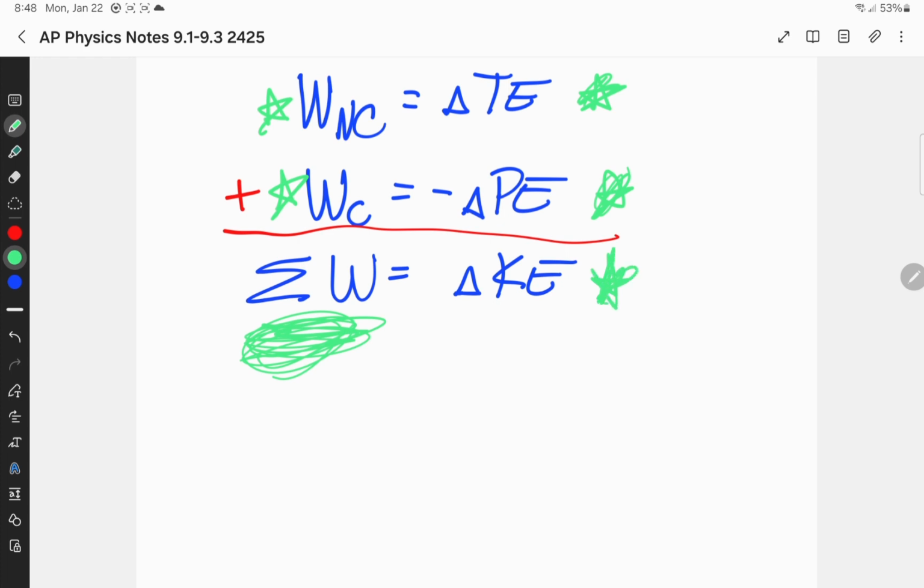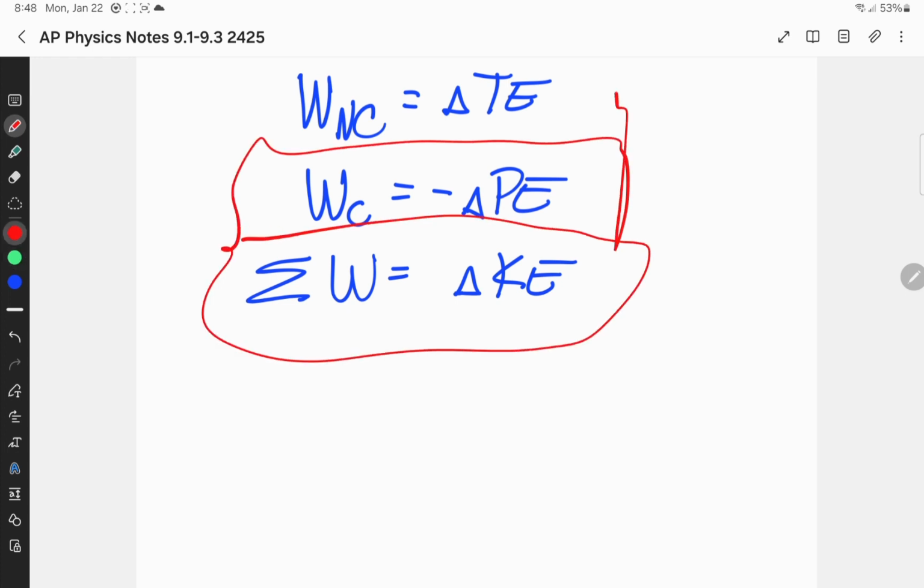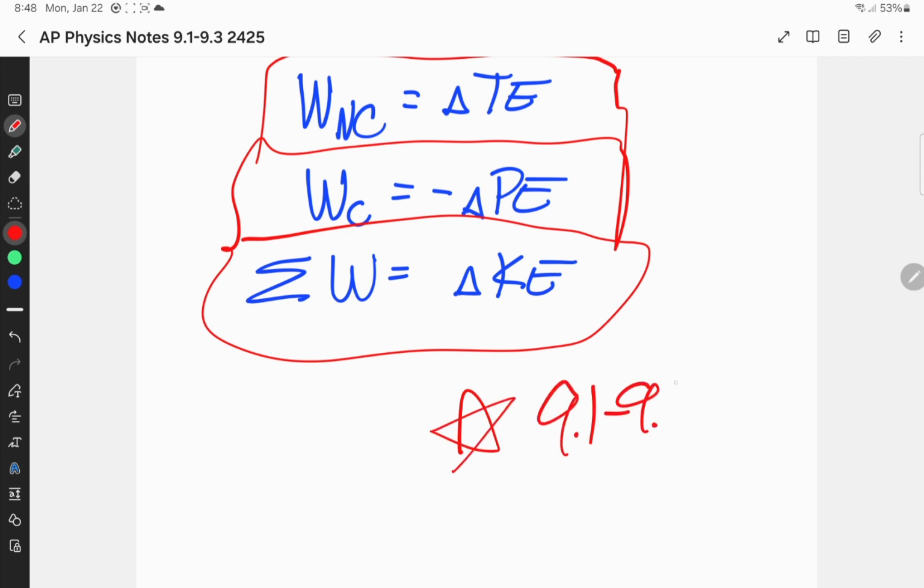Okay? All right, so these three lines written here on this screen, let me clean them up so that's all that's left on the board. These three rules are sections 9.1 to 9.3. Okay? I cannot understate the importance of these. All right?